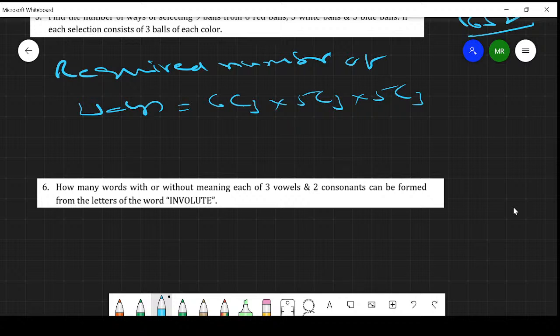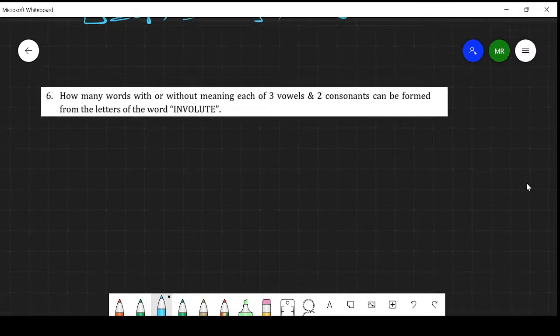I can tell you the problem they have given: how many words with or without meaning, each of 3 vowels and 2 consonants, can be formed from the letters of the word INVOLUTE. If you want, I can continue. This is one of the example problems, on page number 153 in the PUC textbook. You can go through that and solve it also. This is the last problem.